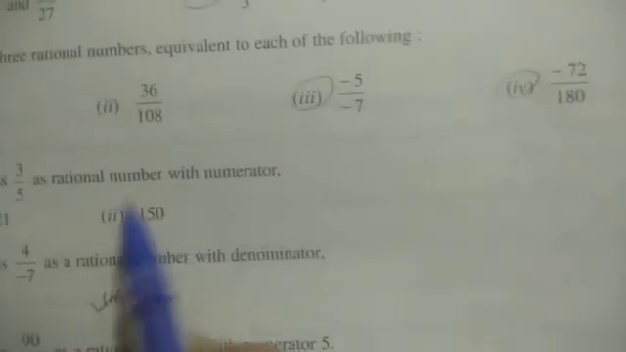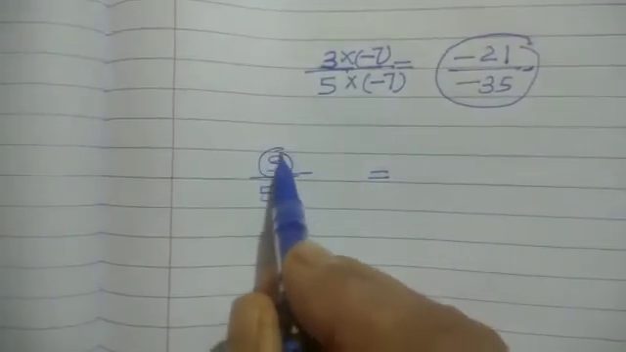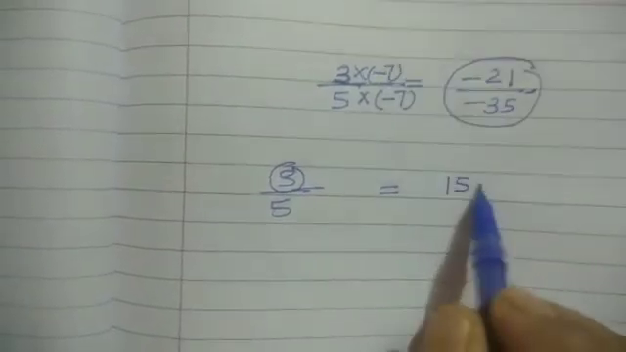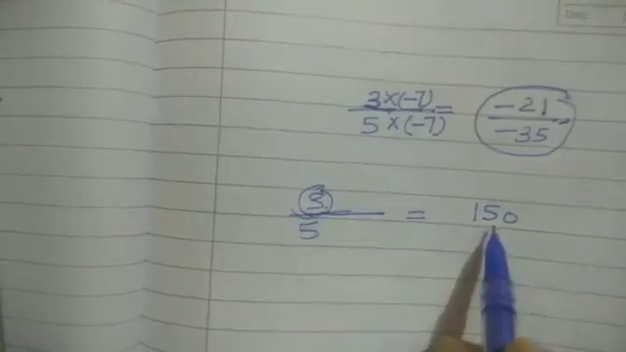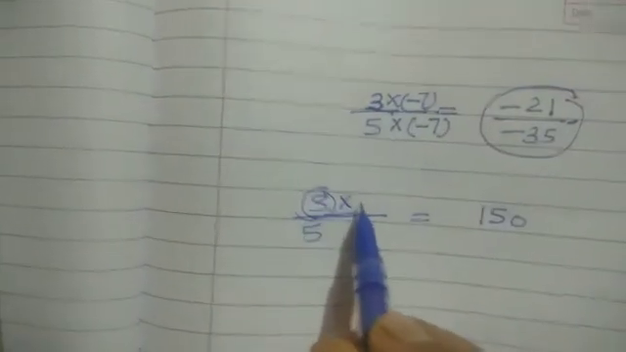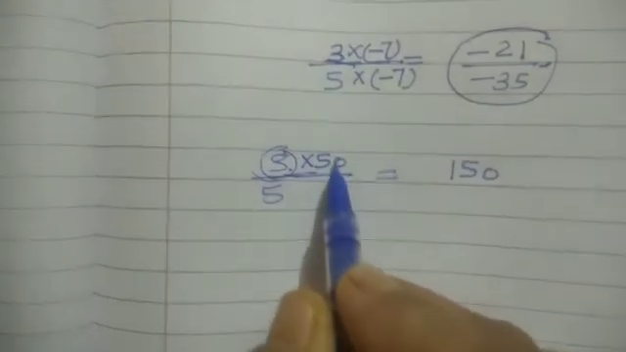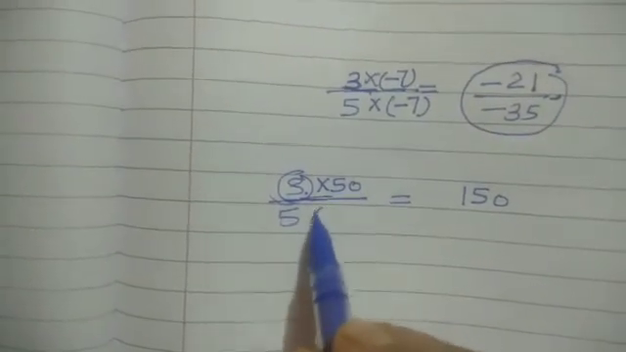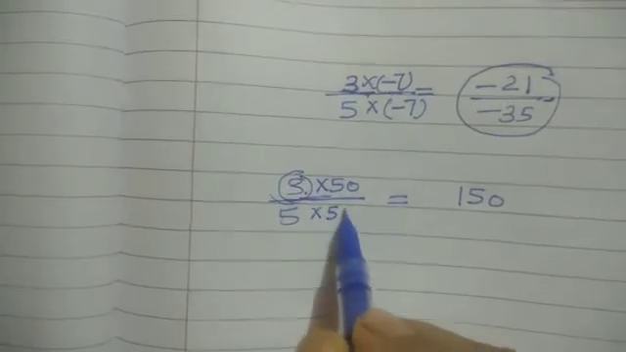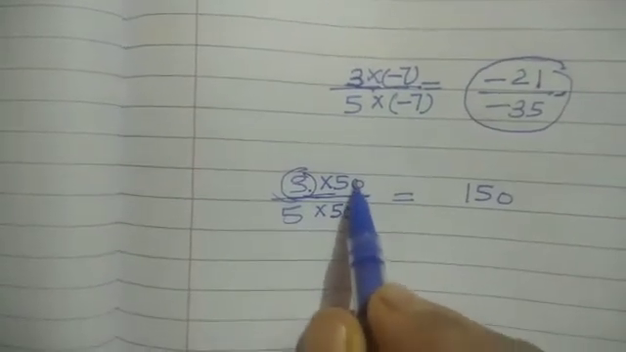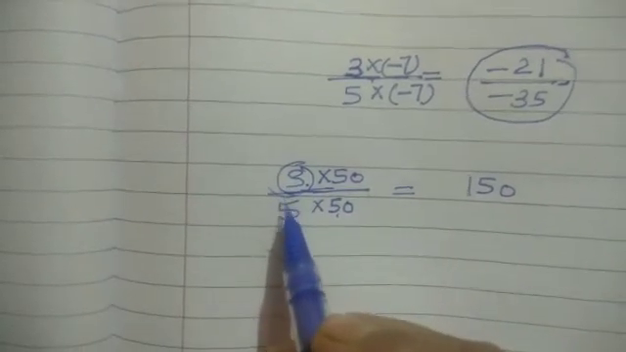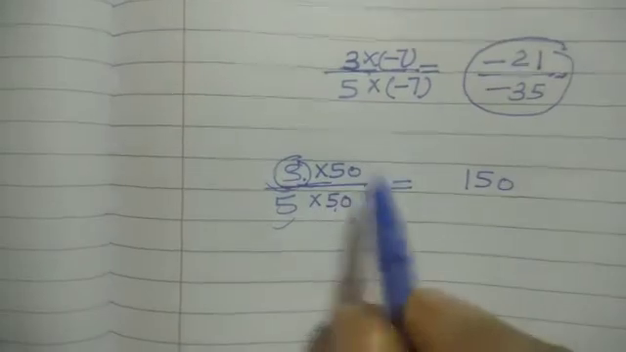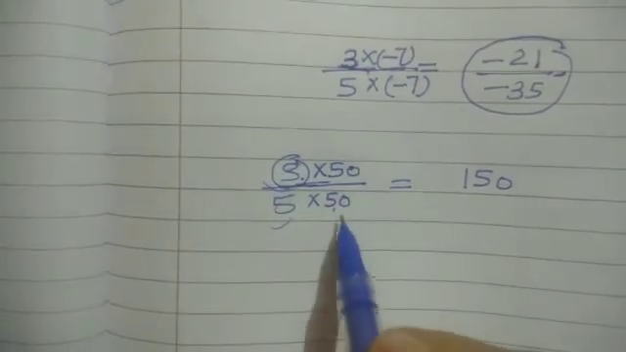Now next is 150. We have to make this 3 into 150. By which number do we multiply 3 to make it 150? So simply 50 3s are 150. You have multiplied by 50, so you have to neutralize it by dividing by 50. If you multiply and divide by the same number, it will never affect the given number. The value of this number will always remain 3 by 5.